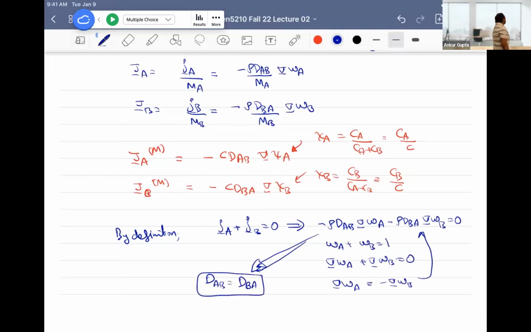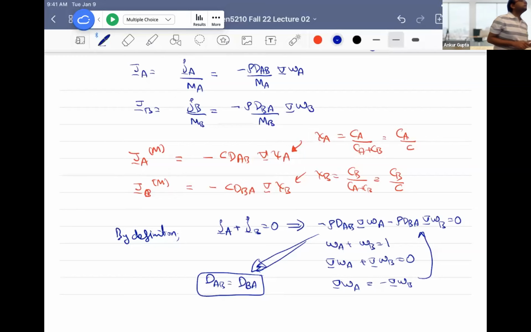I know I've done it a little bit fast, but it's not that difficult. You can always do it a little bit at home if you want. Essentially, you can convince yourself by substituting that these two diffusivities are equal, that the diffusivity of A in B and the diffusivity of B in A are equal. Any questions at this point?